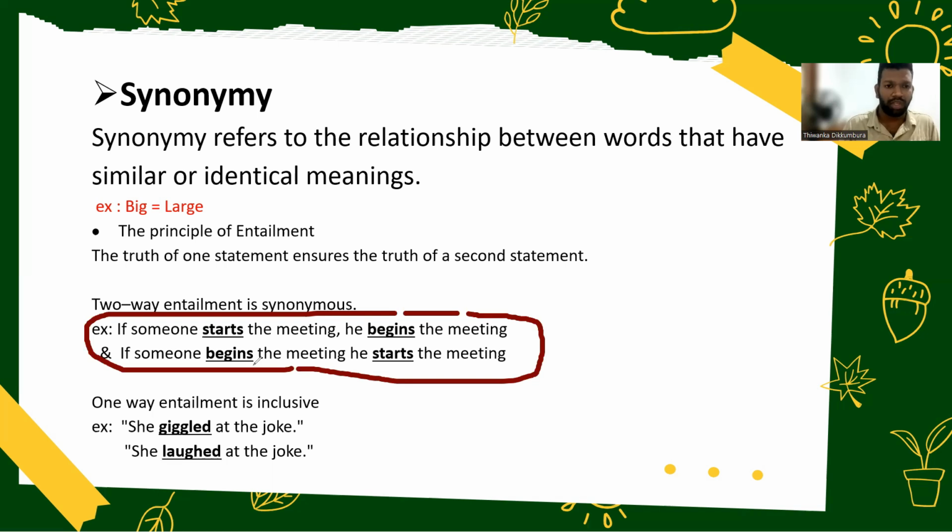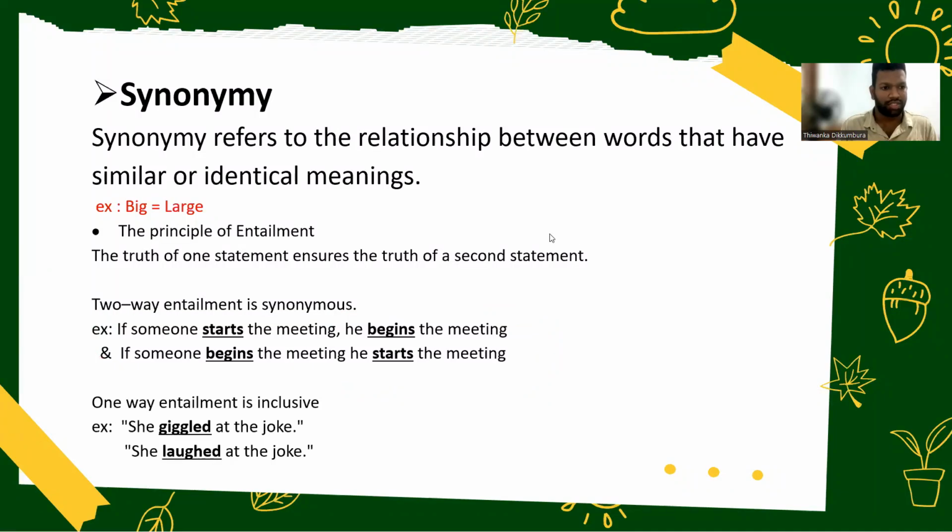For example, she giggled at the joke. She laughed at the joke. We know that giggle and laugh are synonyms. Those words have similar meaning, but we know that giggling is a form of laughing. So those two are synonyms, but the word laughing can't be entailed by the word giggling. The word giggling can be entailed by laughing. So that is only one-way entailment. So we have to consider that as one-way entailment. Then let's move on to the second type of lexical relations.